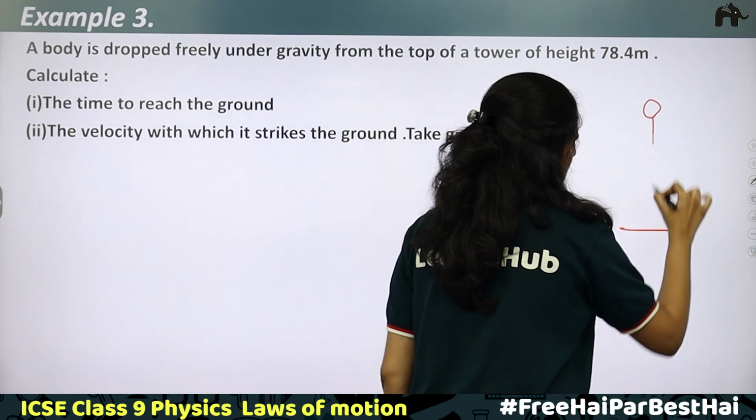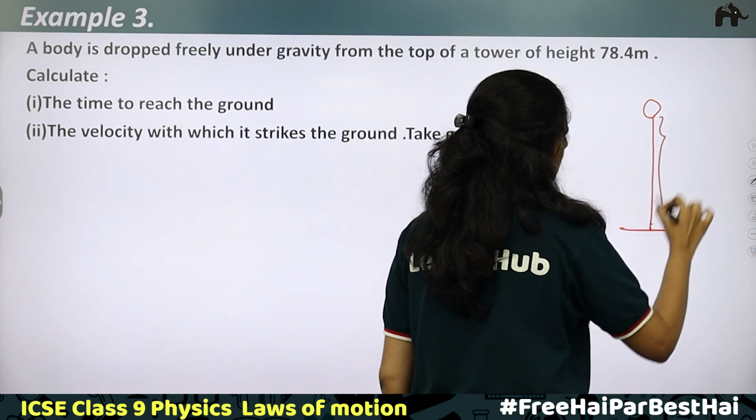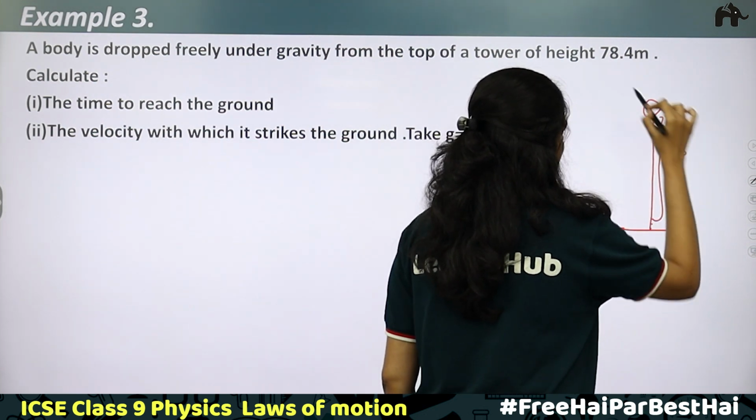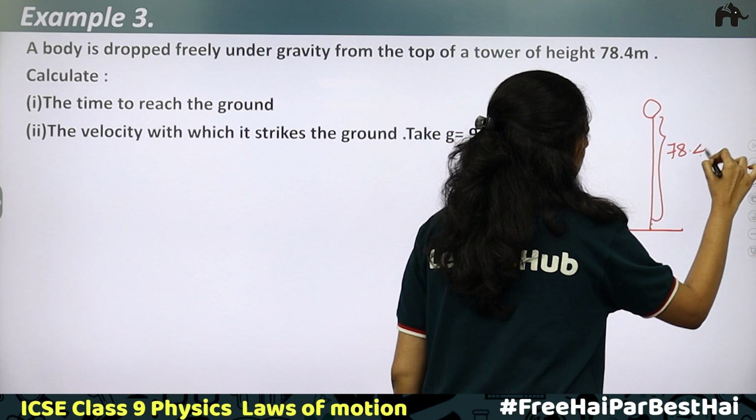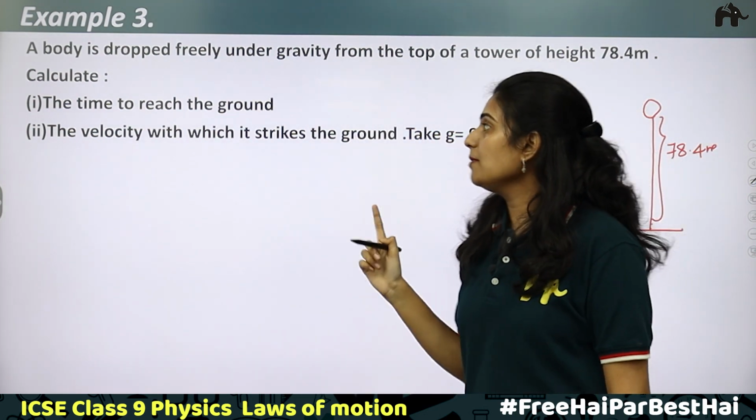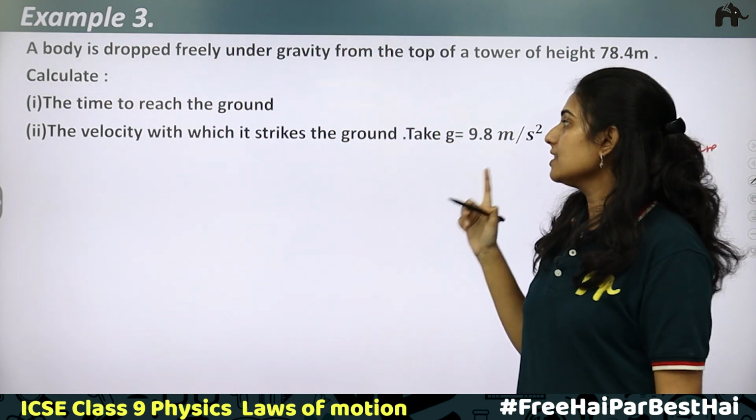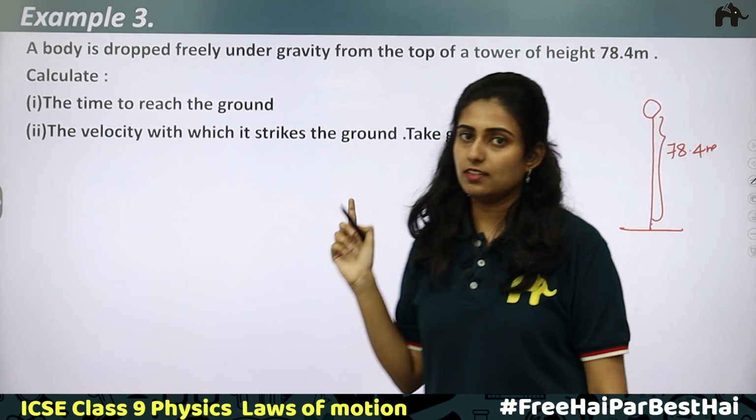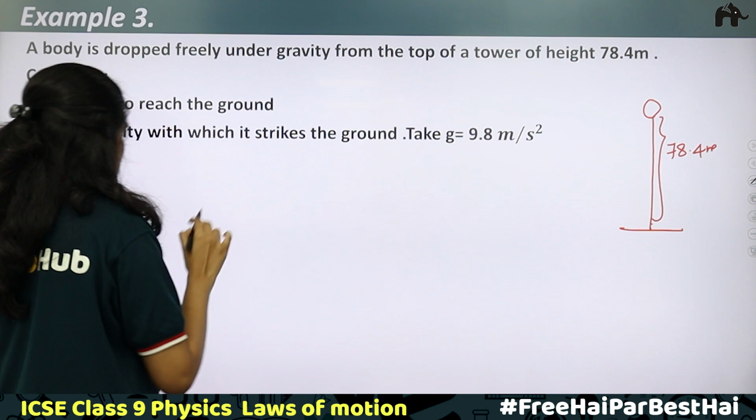It is dropped to the ground. The total height is 78.4 meters. We have to calculate the time to reach the ground and the velocity with which it strikes the ground. Take g equal to 9.8 meter per second square.